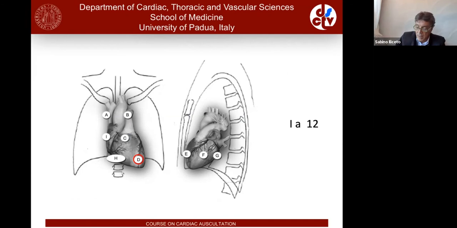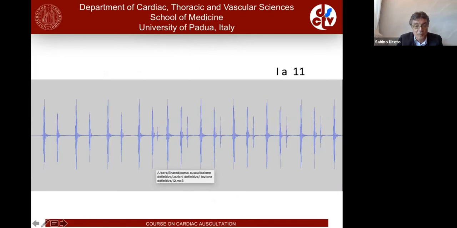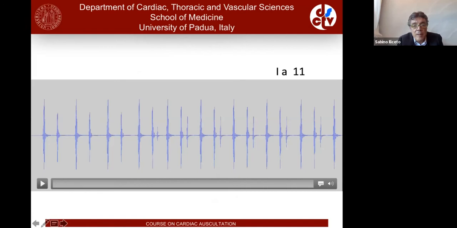Now we are on the apex. And now a very interesting example, there is a third heart sound. This is better heard at the apex because this is something related to poor performance of the left ventricle. And again, you will see three beats that are filtered, first and second, first and second, first and second, and then first and second and third, first and second and third, first and second and third. So this will be a gallop, but a ventricular gallop.